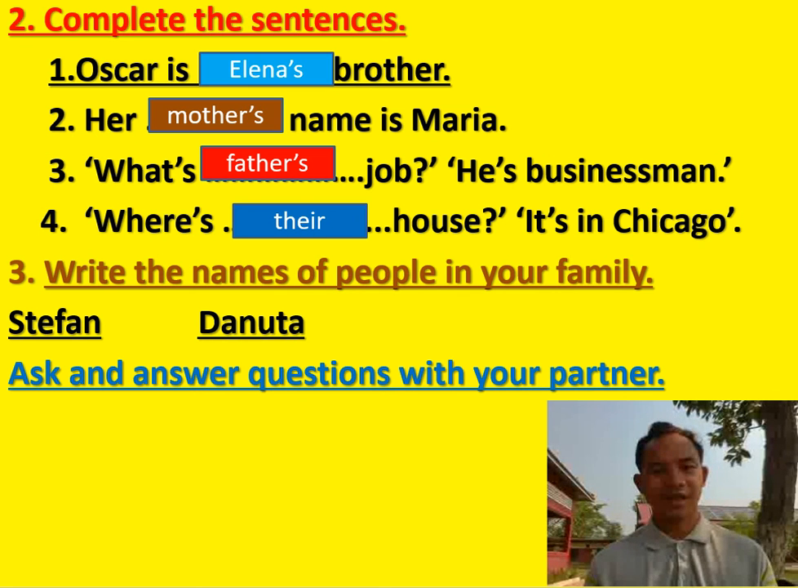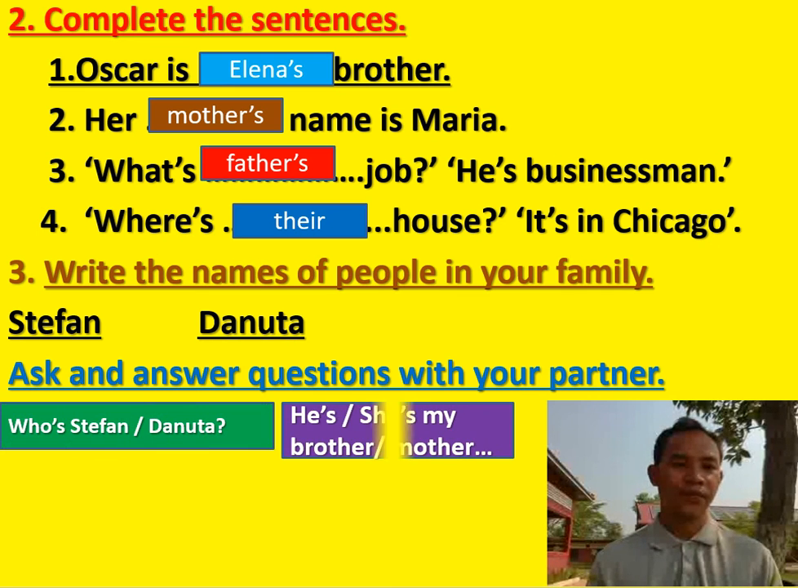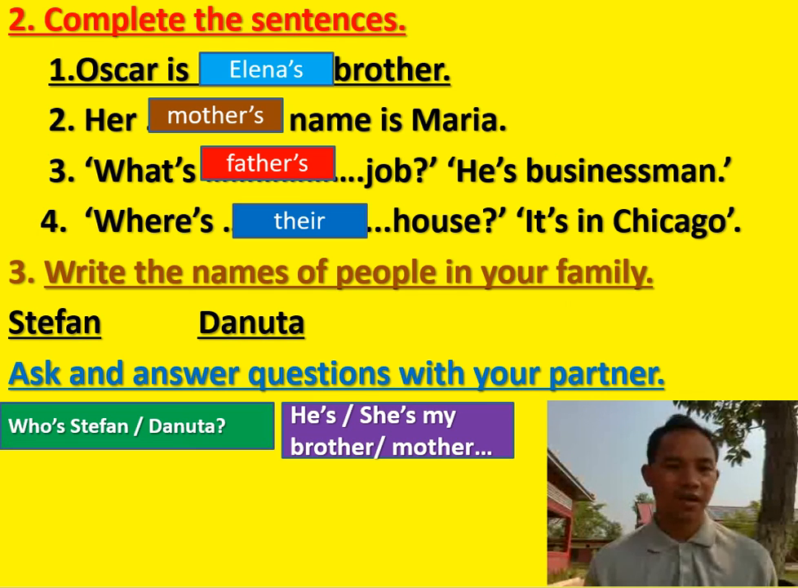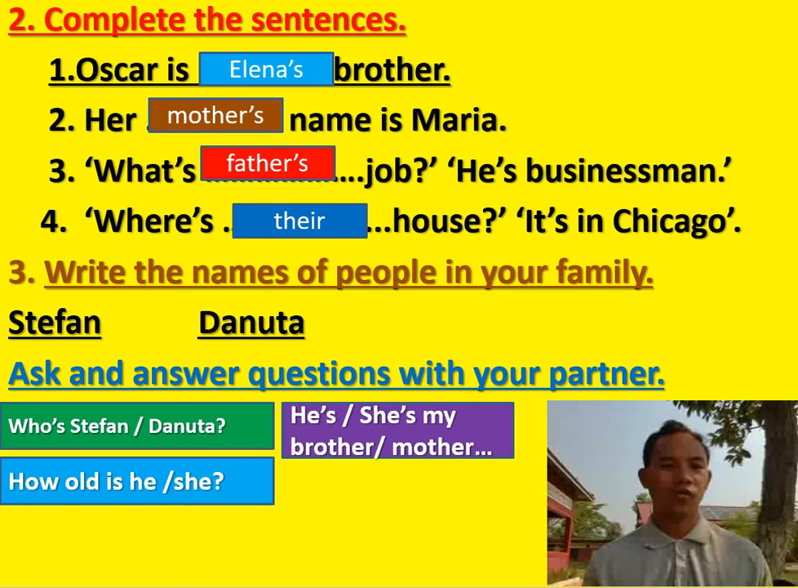And then ask and answer the question with your partner. For example, who's Stephen or who's Danuta? He or she, my brother, my mother, something like that. And how old is he?